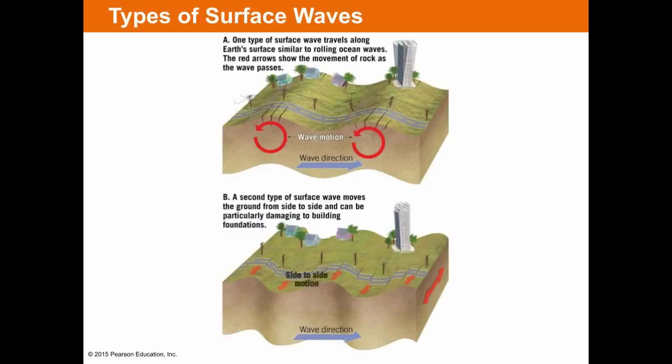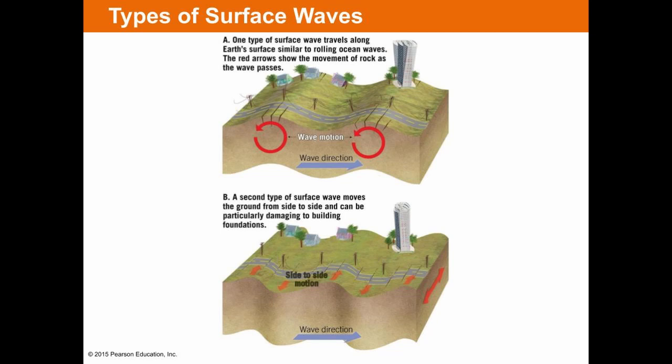Within these surface waves, we have a type of wave that essentially does a rolling effect, similar to, well, water waves. If you look at the upper image here, we see the red arrows show the movement of rocks as the wave, the blue arrow, passes along. Again, think of a crashing water wave. Just instead of water, it's the earth you're standing on, the earth your buildings are constructed on.